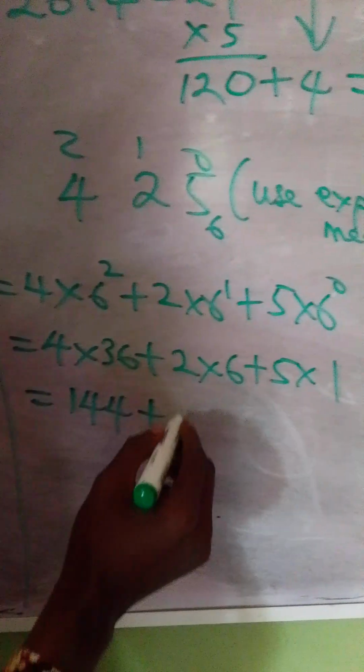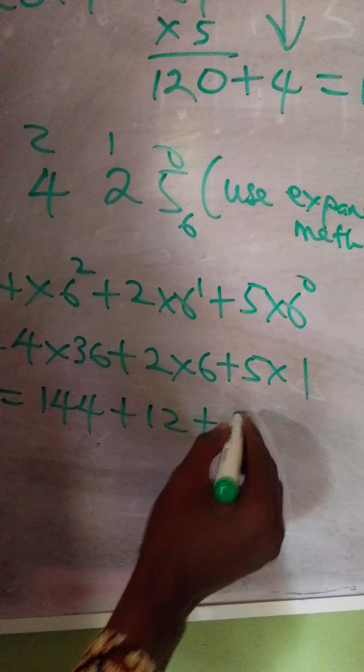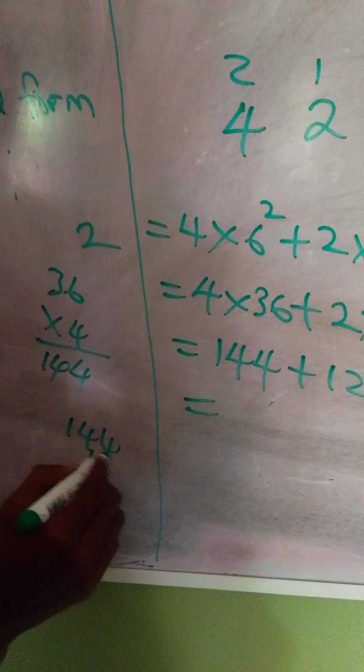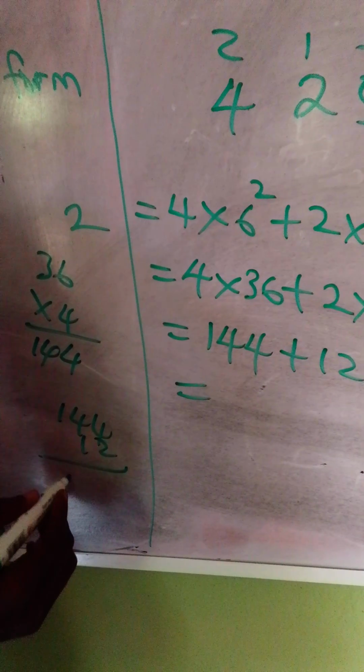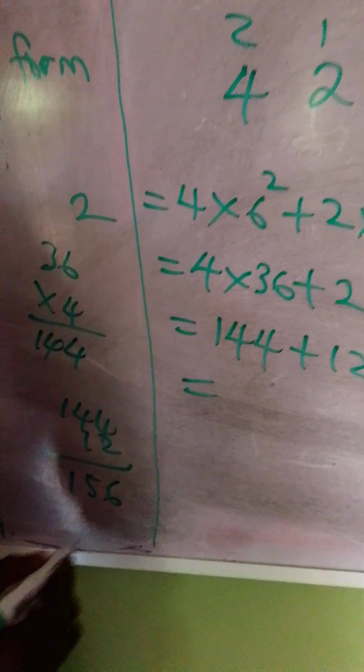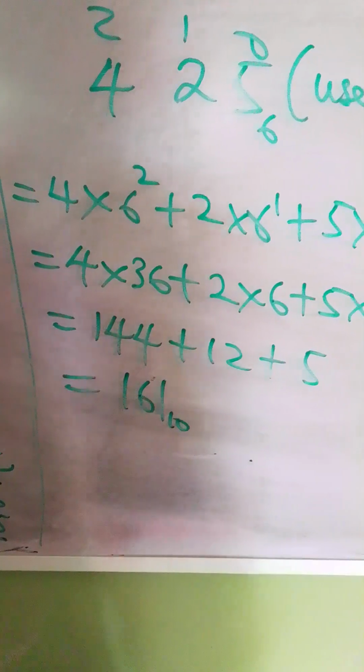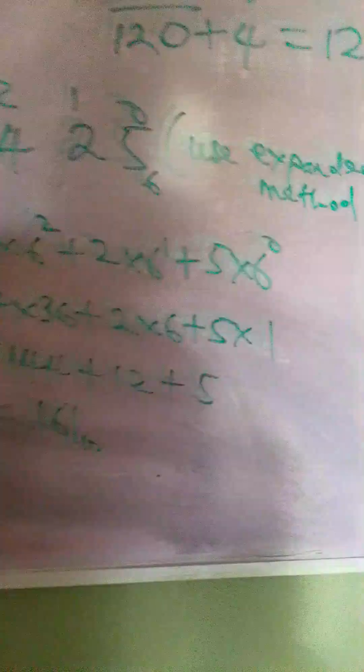Plus 2 times 6 is 12. Plus 5 times 1, 5. Let's add. Then we have 144 plus 12 is 156. Then plus 5 gives us 161. So we have 161 in base 10. All right.